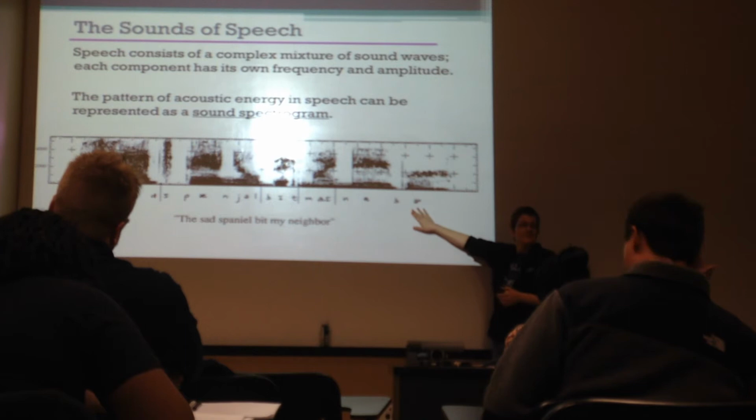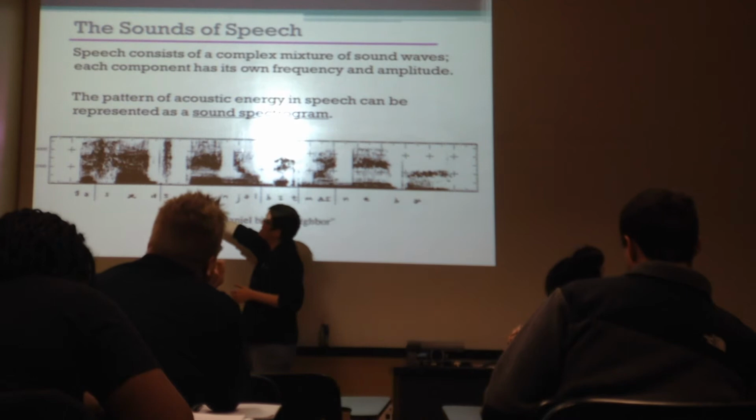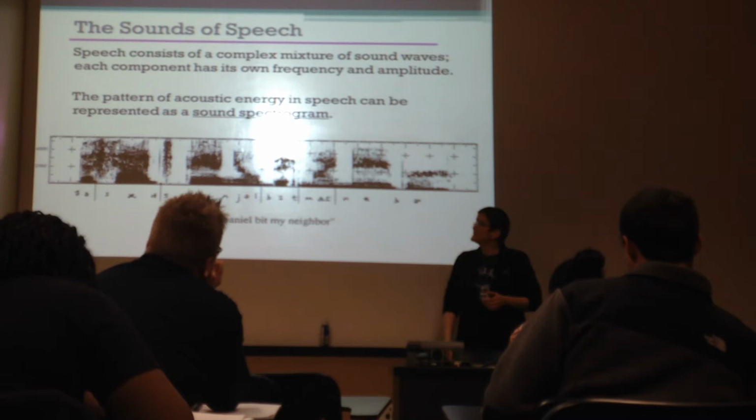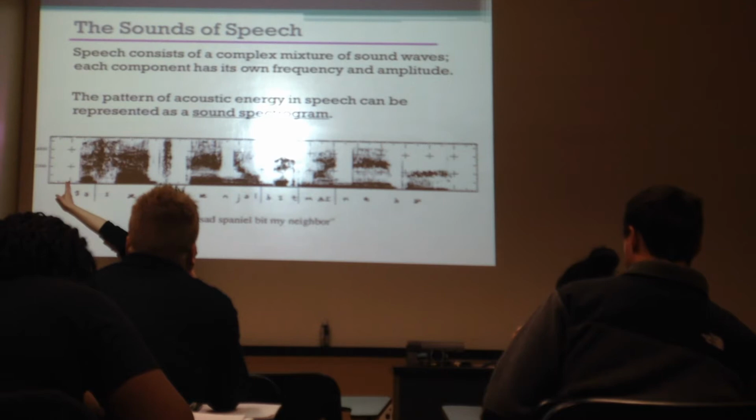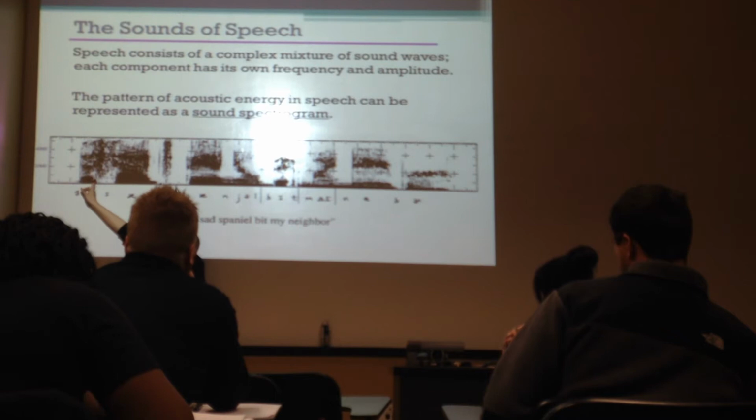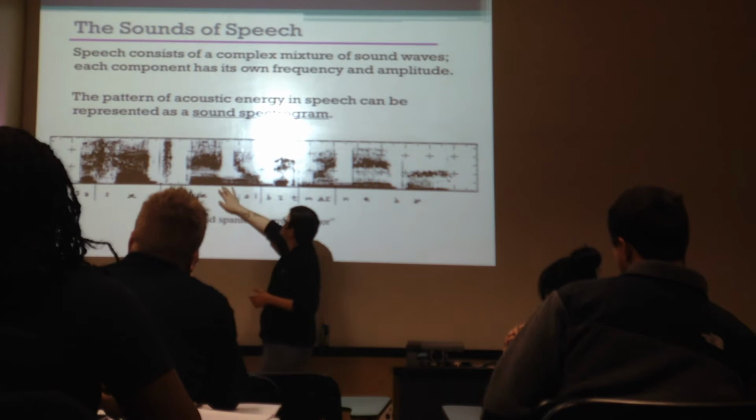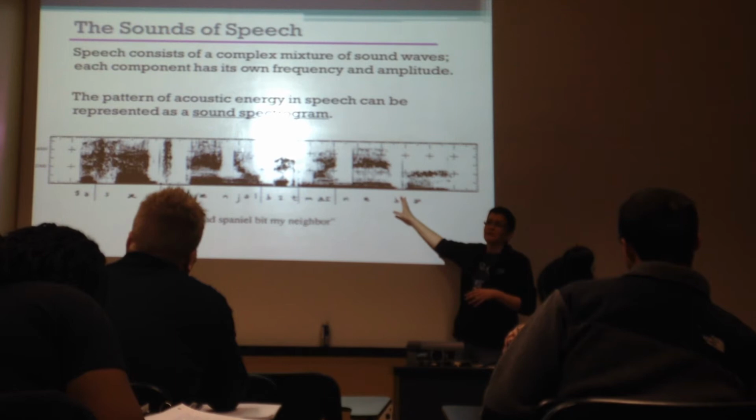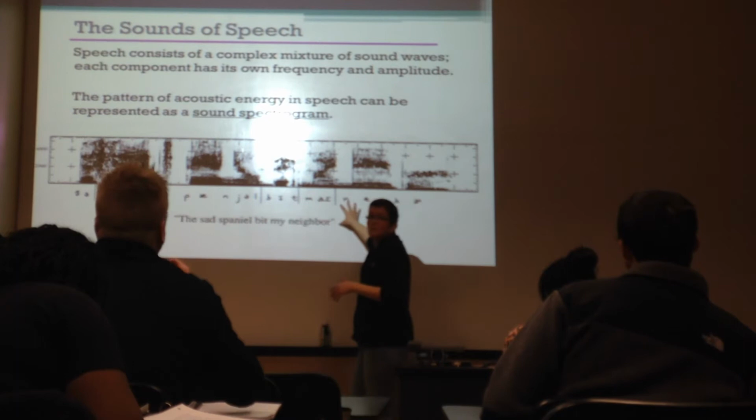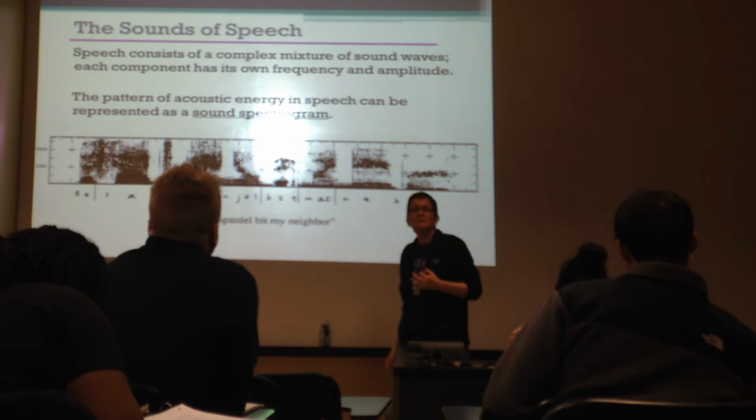You'll notice as you look at this that where words stop and start, they're marked with a line, but that's not necessarily where the sound stops and starts. For example, the "the" starts out here, and it's not until we get to the vowel that we actually see enough sound for the spectrogram to pick it up. The sad spaniel bit my neighbor. You can't tell from looking where the blank spots are, where words stop and start. No word stops and starts here, and yet there's a blank spot. So part of what's going on here is this is the bottom-up signal. This is what you're getting. But the fact that you know where the words stop and start is a contribution from your top-down knowledge, because you wouldn't know from just listening to this signal.